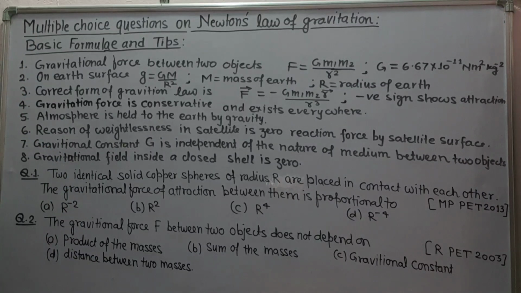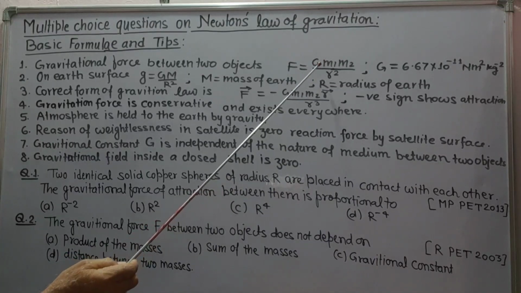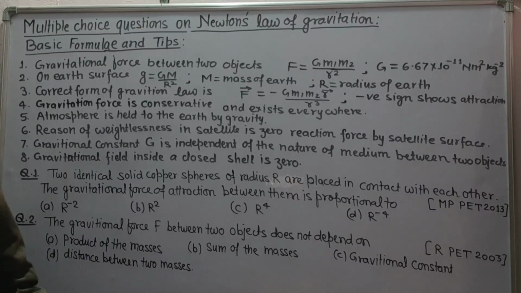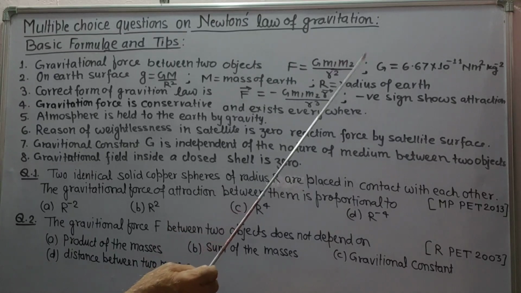First formula, gravitational force of attraction between two objects of masses m1 and m2 separated by distance r is given by F is equal to G m1 m2 upon r square, where capital G is gravitational constant having its value as 6.67 into 10 to minus 11 Newton meter square upon kg square.